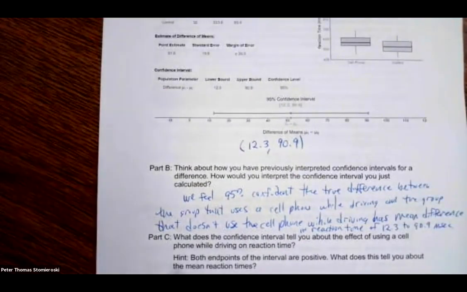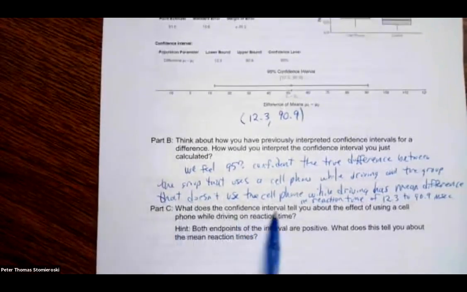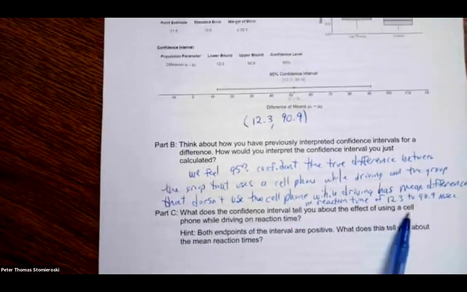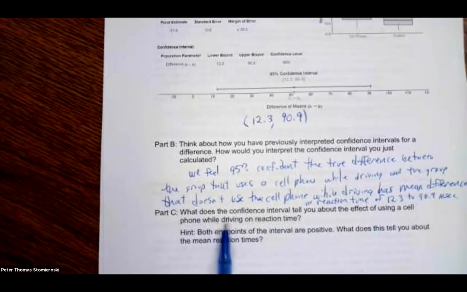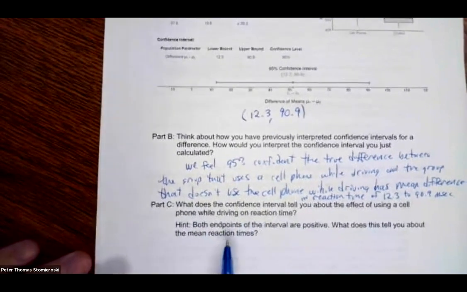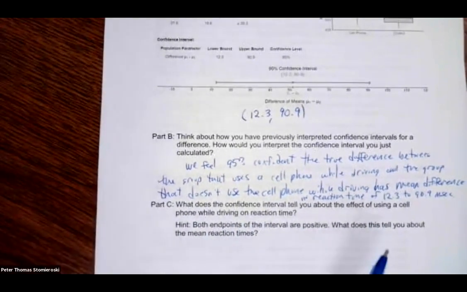So next question, part C asks, what does the confidence interval tell you about the effect of using cell phone while driving on reaction time? And this is in general.